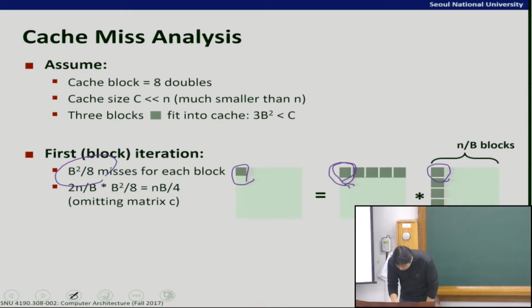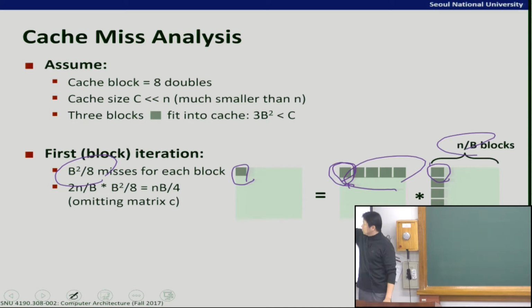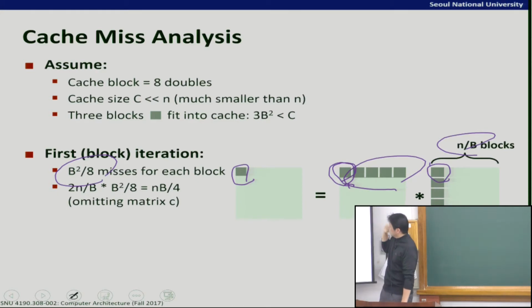And also we do this for n over b blocks, right? Because for a column, we have n elements and each block size is b. So we repeat the process for n over b blocks. And you have to pay the same cost for the row and column, right? In order to process all these rows, you have to pay n over b times b squared over 8, because we have n over b blocks for this row of blocks and also for the column of the blocks.